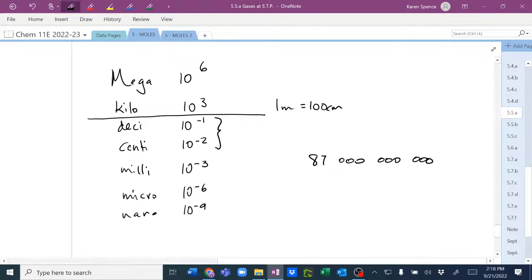Mega, kilo, deci, centi, milli, micro, nano. So now we've got them in order from largest to smallest. Yes, so it goes mega, kilo, deci, centi, milli, micro, nano.